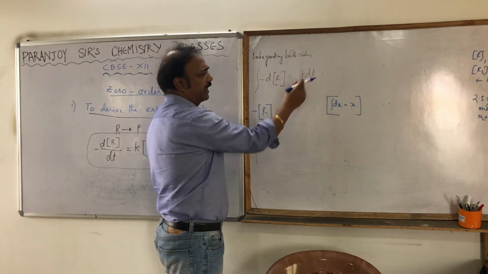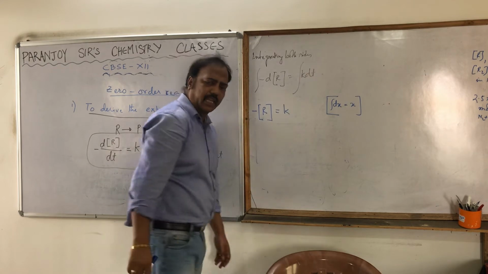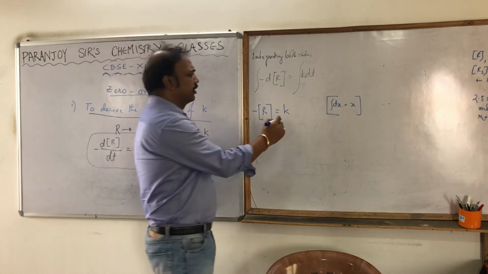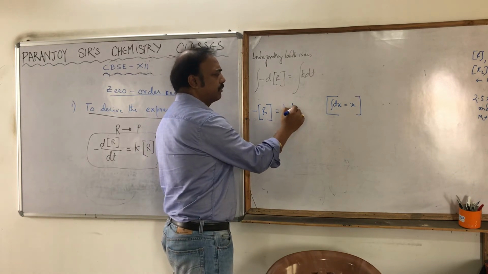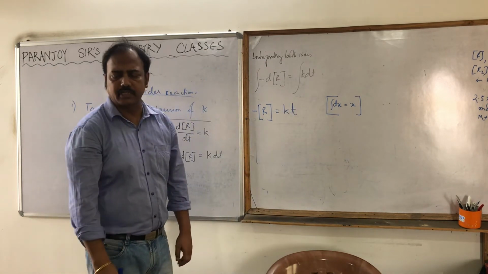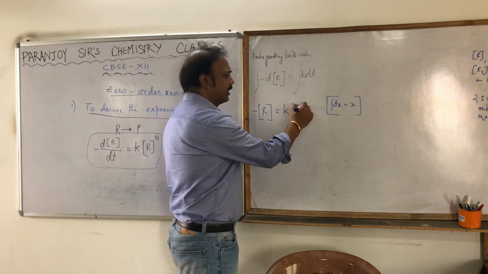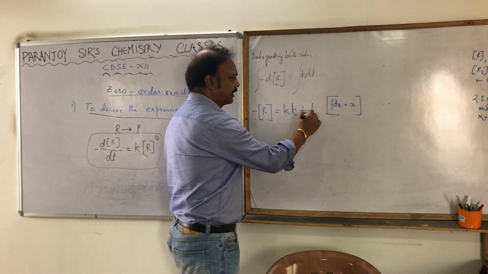So it is actually ∫k dt. Integration of dt means it's nothing but t. So it's k into t. But as I told, since we are doing the integration without any limit, there will be some integration constant, and let me write it as I.